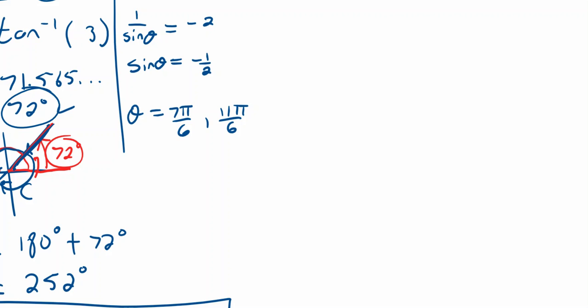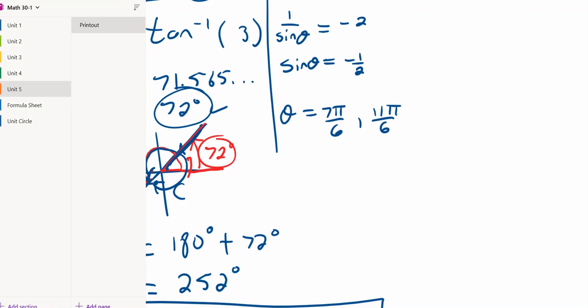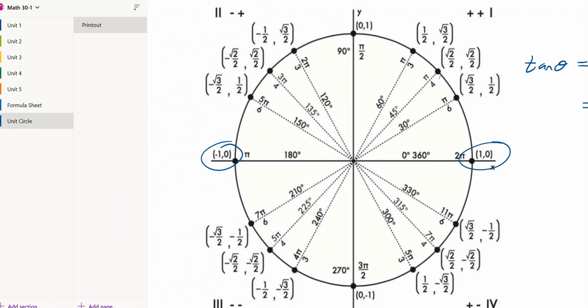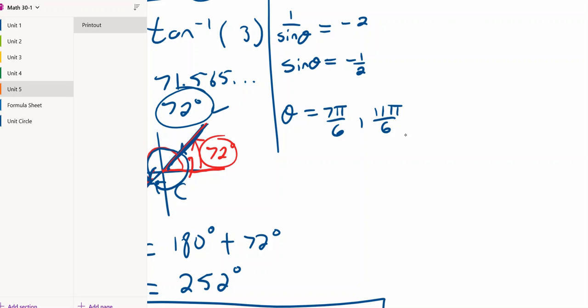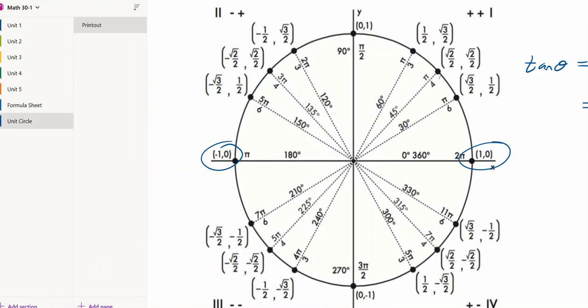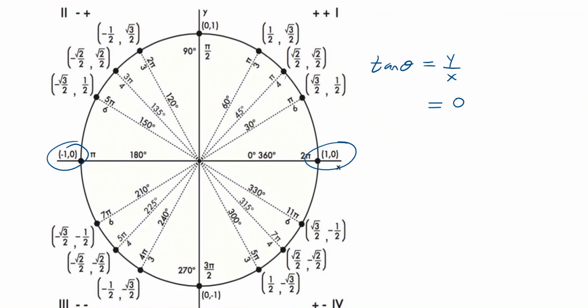Actually, you know what? I think it would be worth looking at that one just for the next part here. So it's going to be at 7 pi over 6 and 11 pi over 6, right? So that was 7 pi over 6, this one, that angle. And 11 pi over 6 was that angle.